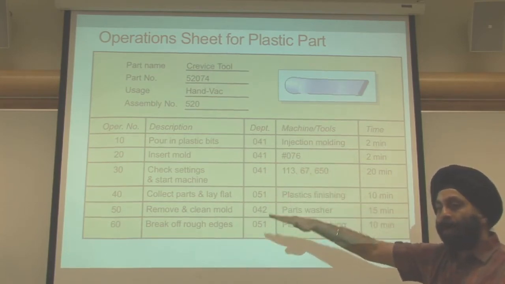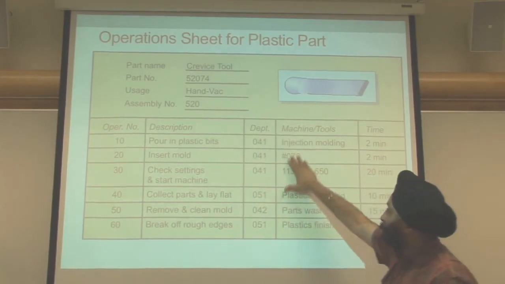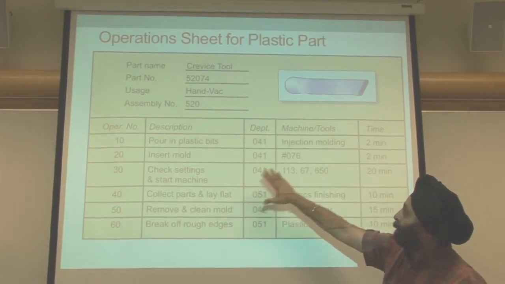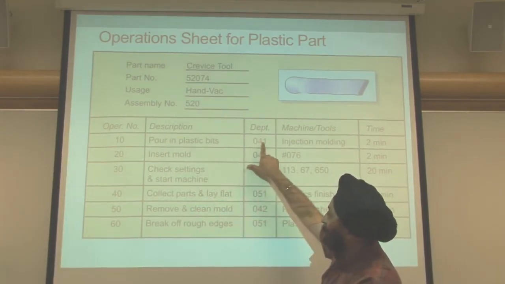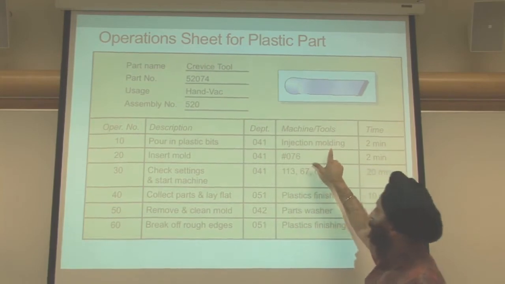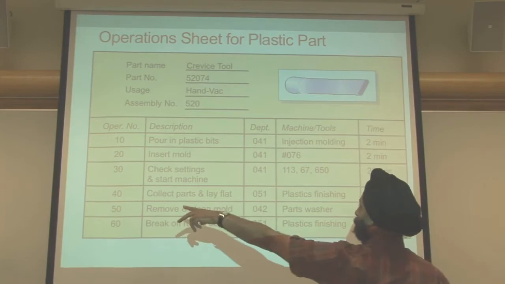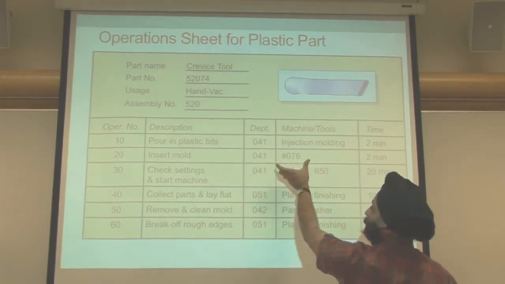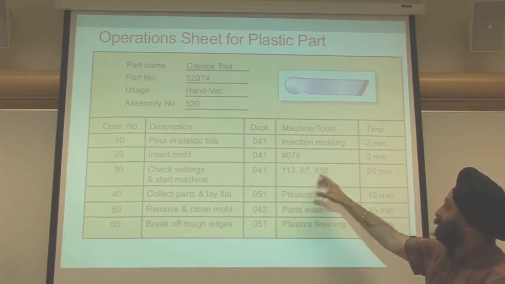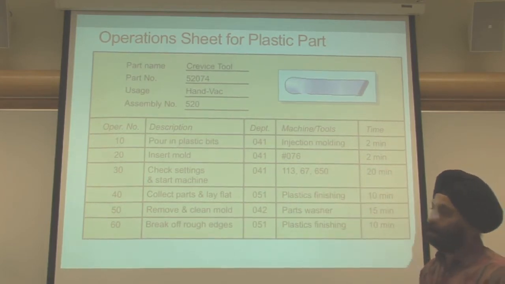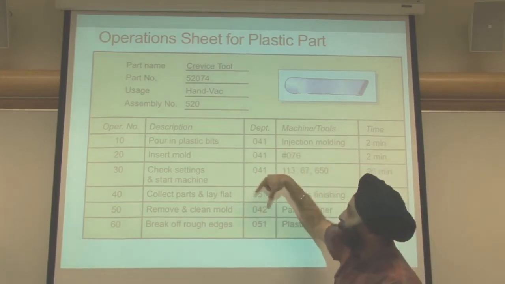So again, it's a complete production process of creating the product all the way from plastic bits through the various steps, how much time it will take, and which machines are being used. The plastic bits are going to come from department 41. The machine used is injection molding for 2 minutes. Insert machine mold, and in this case, you're using a specific type of mold, and for 2 minutes, check the settings, and that's where a variety of machine numbers are put in here. So all this is going to be done in department 41.